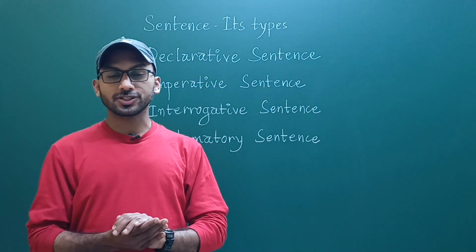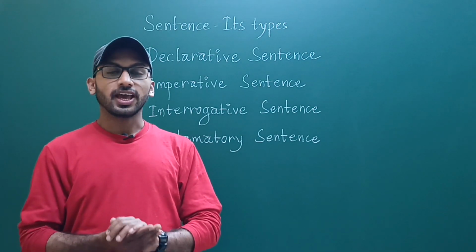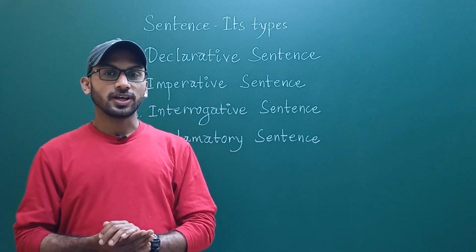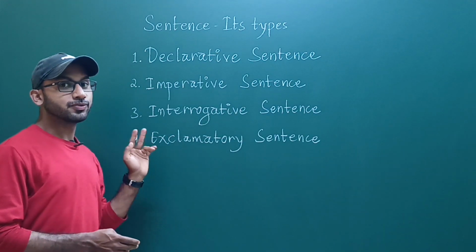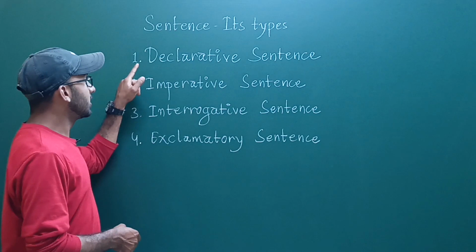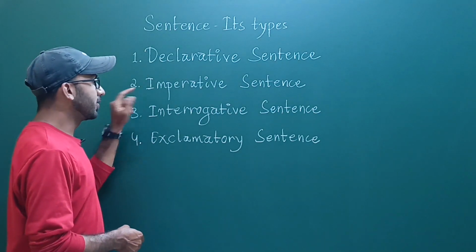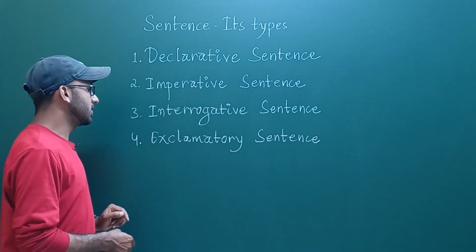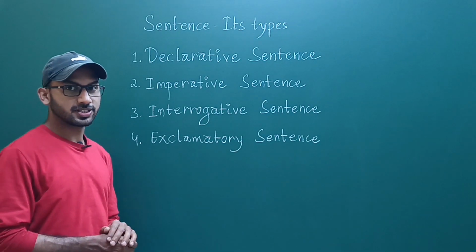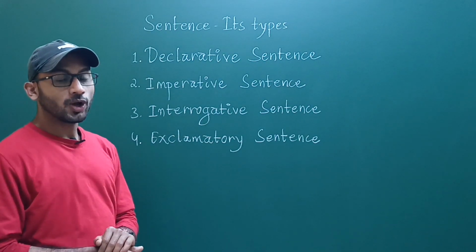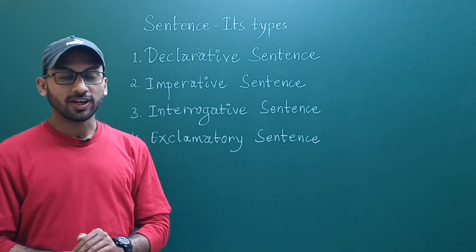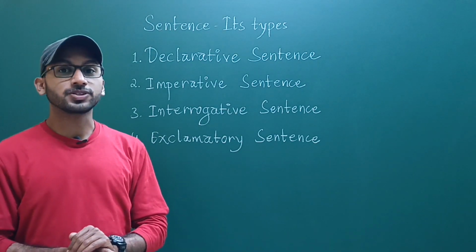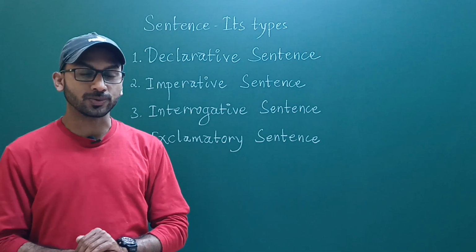Today's topic of discussion will be sentence and how it is used. As you can see here, the sentence is divided into four types. That is declarative sentence, imperative sentence, interrogative sentence, and exclamatory sentence. And the question may arise, why are the sentences divided into four types? The sentences are divided into four types because of the way they are used.